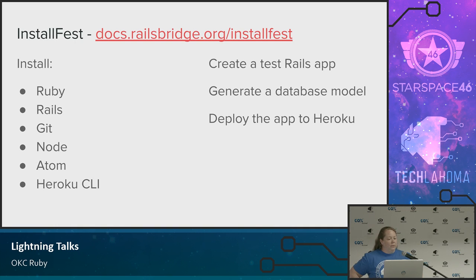The first step that they'll have you do is an install fest. So that's this link, the install fest page. They'll have you install Ruby, obviously, and Rails, Git, Node, Atom, the Heroku CLI. And then after you do that, you create a test Rails app, generate a database model, and deploy the app to Heroku. So they have you just follow these very simple steps. This will be great for a person who's new to programming in general or to Ruby on Rails.